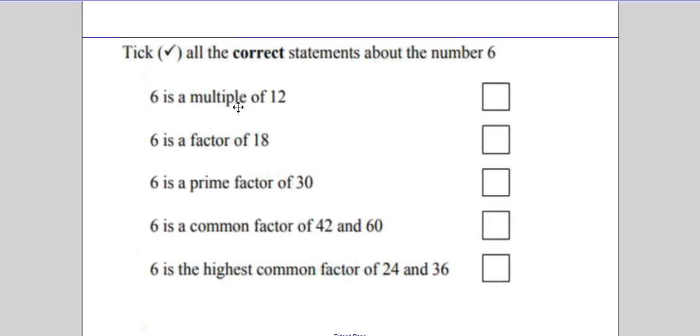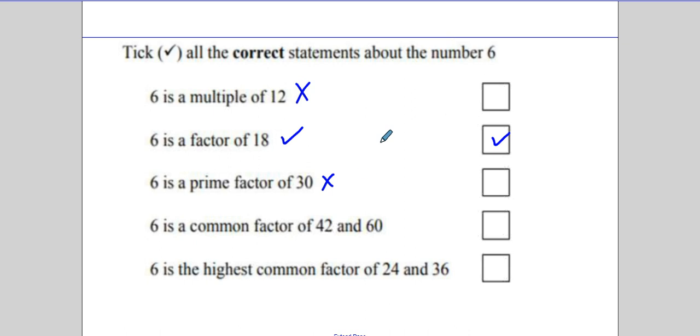The next question is: tick all the correct statements about the number 6. 6 is a multiple of 12. No, 6 is not a multiple of 12. 6 is a factor of 18. Yes. 6 is a prime factor of 30. Prime factor? No. 6 is a common factor of 42.